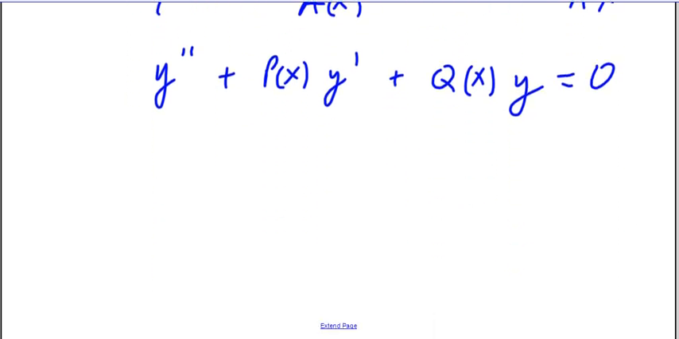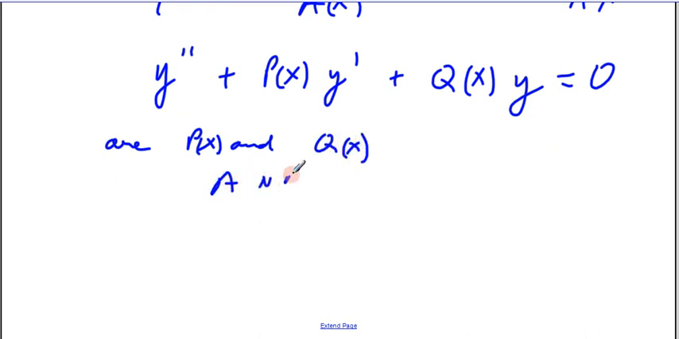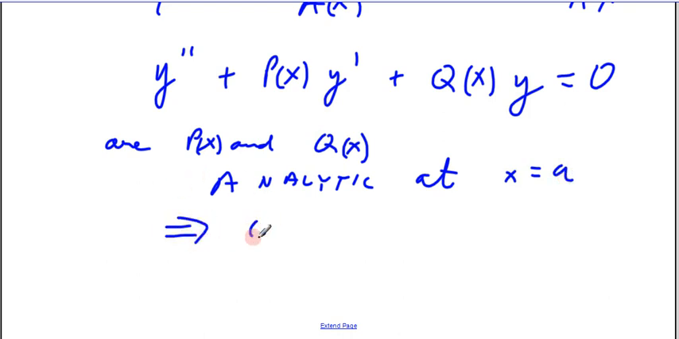And the issue is, are p and q analytic at x = a? Are p(x) and q(x) analytic at x = a? Now, if they are, then that's wonderful. That implies we have an ordinary point. Ordinary point. And so that's kind of cute.